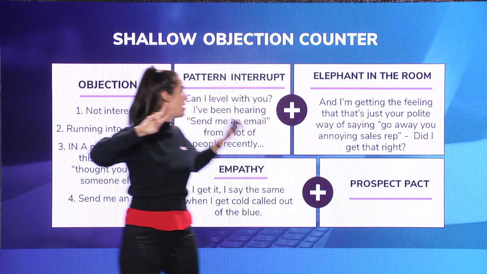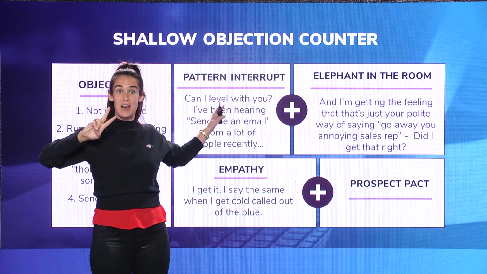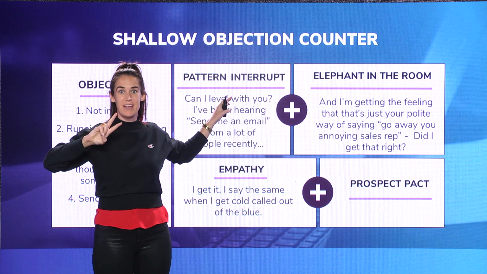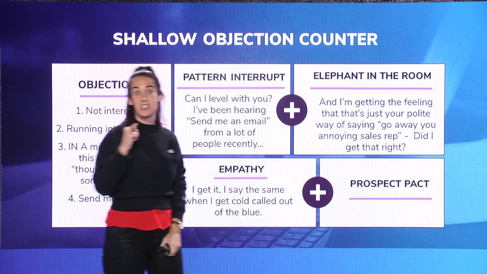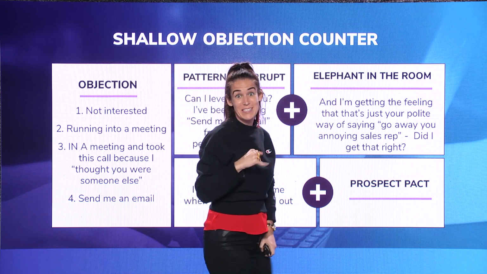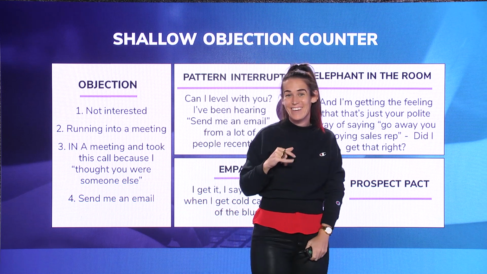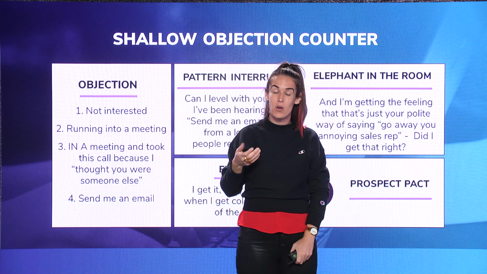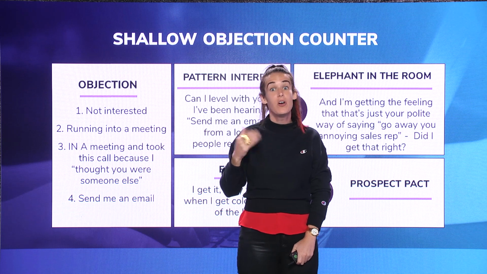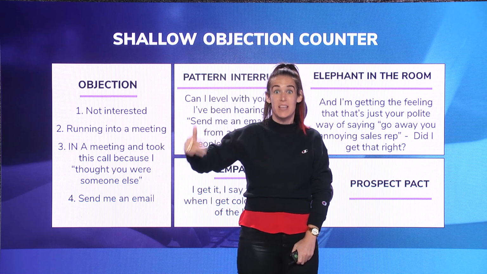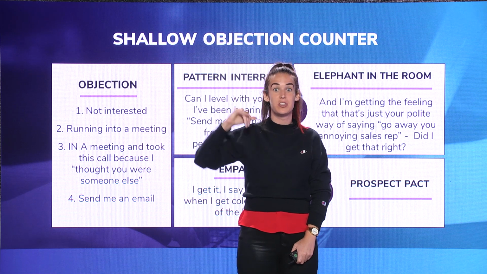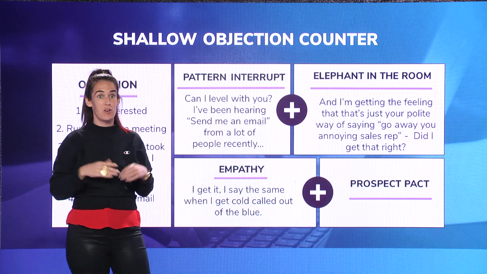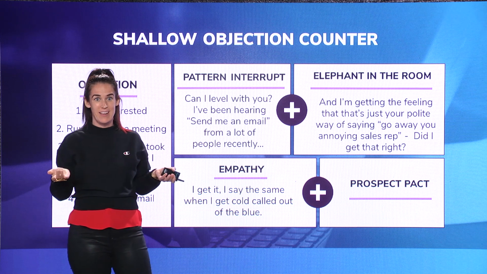Step number 2, I would do what I call elephant in the room. I'd call out what I actually think I am reading between the lines is happening. I'd say, I'm getting the feeling that that's just your polite way of saying, go away, you annoying sales rep. Did I get that right? You'll hear them, in some cases, laugh and be like, yeah, you did. Or you'll hear people say, no, you didn't, I actually am running into a meeting X, Y, and Z, and we can talk about the two talk tracks from there.